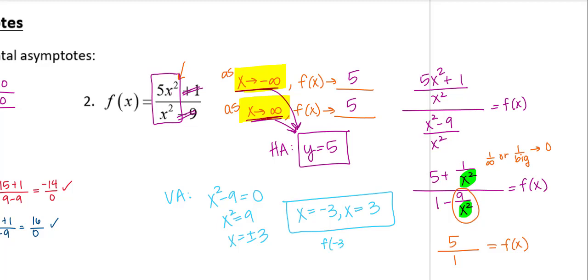But if I wanted to evaluate f of negative 3, for example, so if I put negative 3 in for x into my original function, I get negative 3 quantity squared is 9. 9 times 5, 45 plus 1 is 46 over 9 minus 9 was 0. So again, I know that 46 divided by 0 is undefined, and I could do the same thing for f of 3, and that should also be 46 over 0 and also undefined. So I do have a horizontal asymptote and two vertical asymptotes on this one as well.